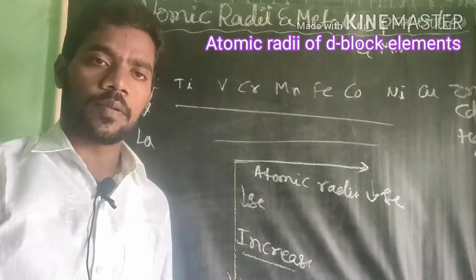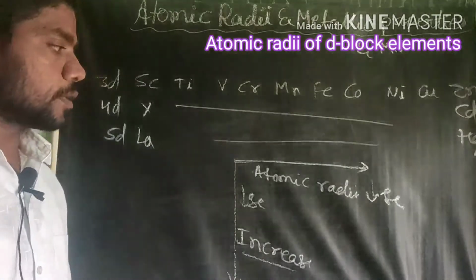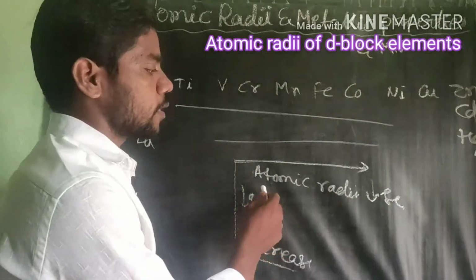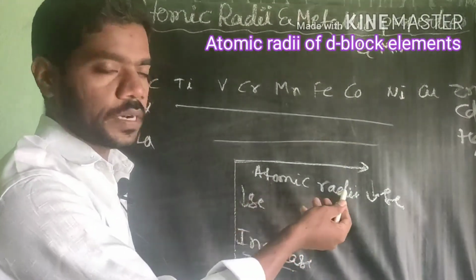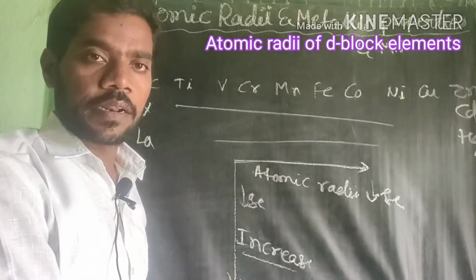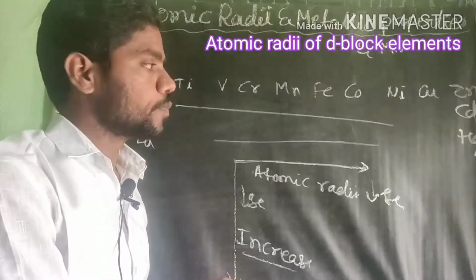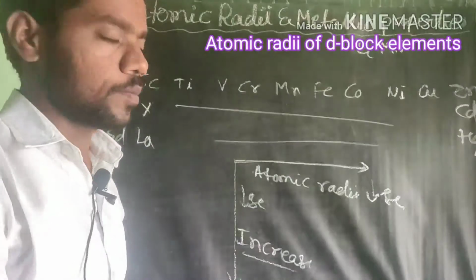In general, in any periodic table classification of elements, in the atomic radii, from left to right it decreases, and from top to bottom it increases. Why is it happening? I will tell you first, and after that I will go for the D block element concept.